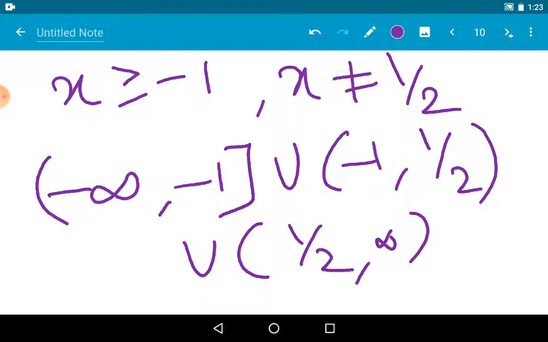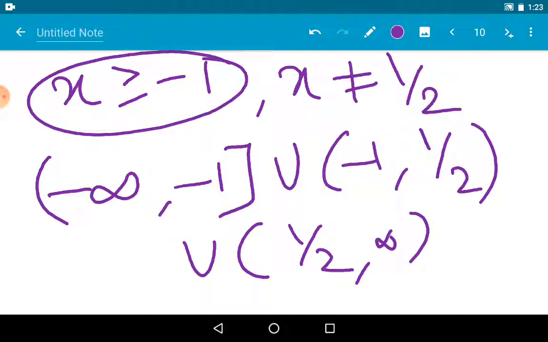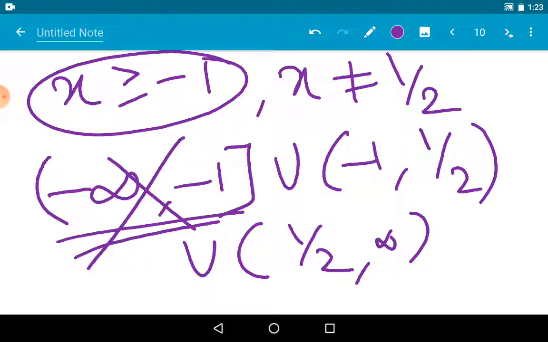Okay, here there is a mistake. What happened? Here x must be greater than or equal to minus 1. When x is greater than or equal to minus 1, it will start from where only? It is minus infinity to minus 1, you have to remove that. This is not possible. When x is less than minus 1, a negative value will come inside the root. So this is not correct.